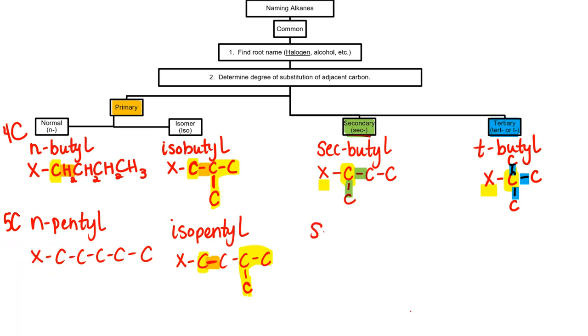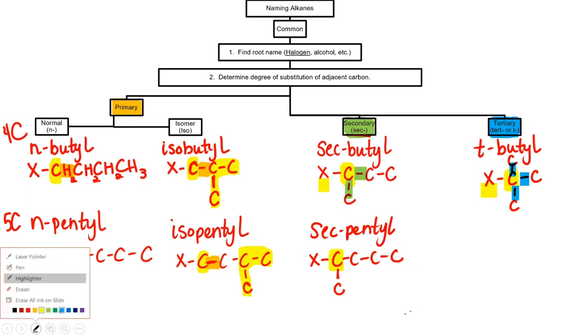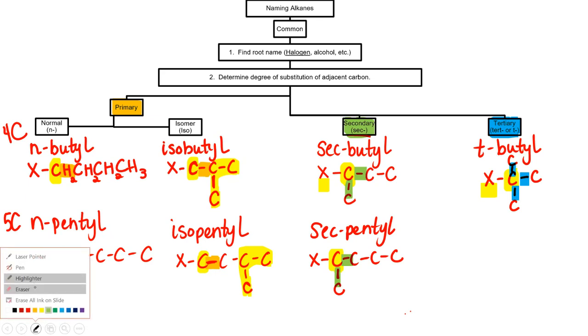So what does sec-pentyl look like? Sec-pentyl will have that fifth carbon as a branch in order to ensure that this carbon of interest connected to the functional group is connected to two carbons, making it secondary.